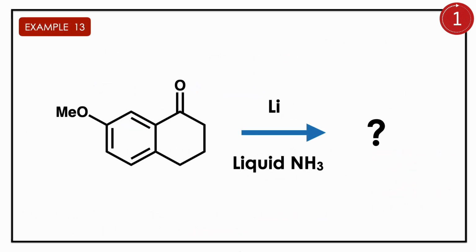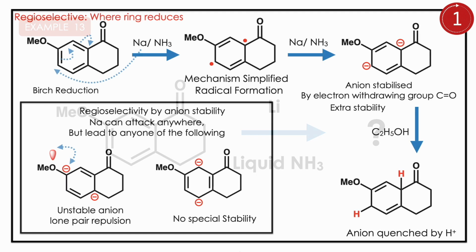Then the next example, you have benzene and cyclohexanol. A methoxy group is there. Lithium and liquid ammonia you are using. You should find what will be the final product. By looking at the reagent and reactant, you might realize it's a Birch reduction. But where the reduction happens is the regioselective factor here, where the ring will be reduced.